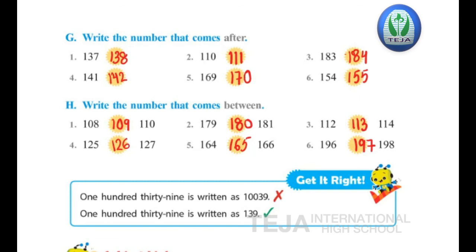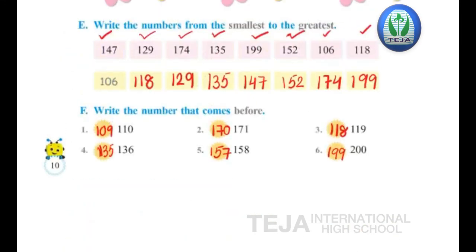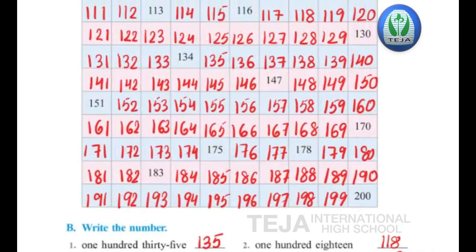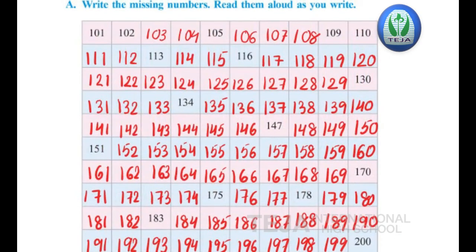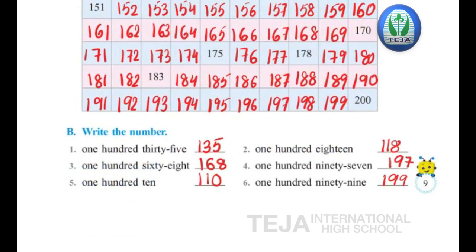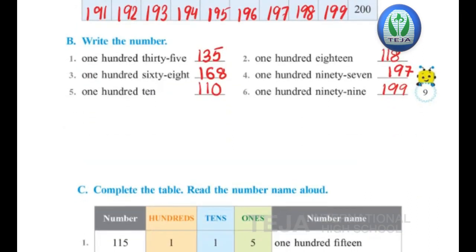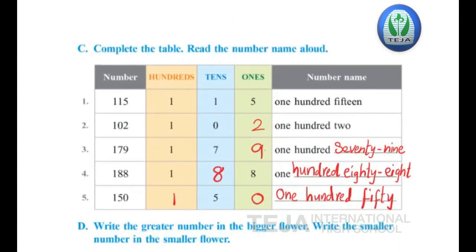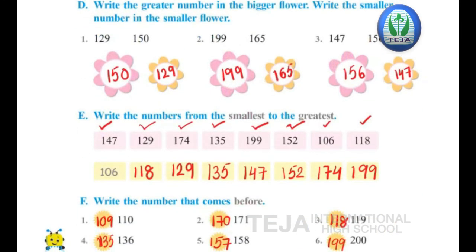all the bits, bit A to bit H, in your notebook. Learn and write exercise 1 in your notebook. See the bits. Bit A is missing numbers, the numbers from 101 to 200. Bit B is write the numbers. Number names are given, you have to write the numbers. Bit C, complete the table, read the number name aloud. Bit D, write a greater number in the bigger flower and smaller number in the smaller flower.